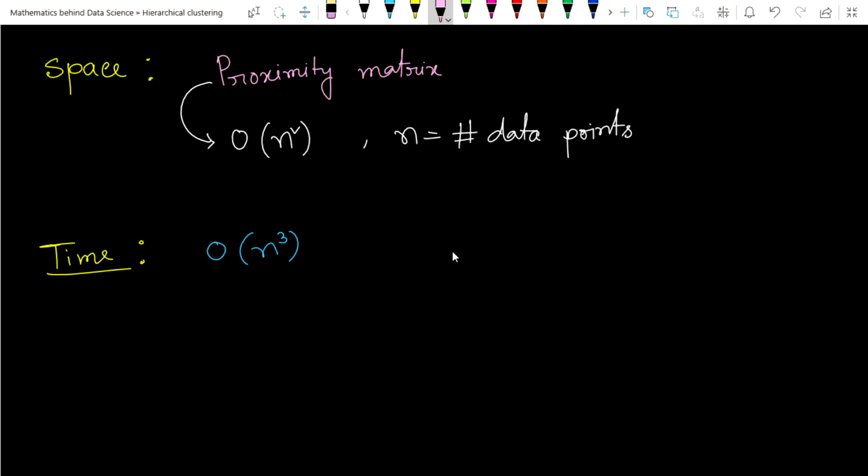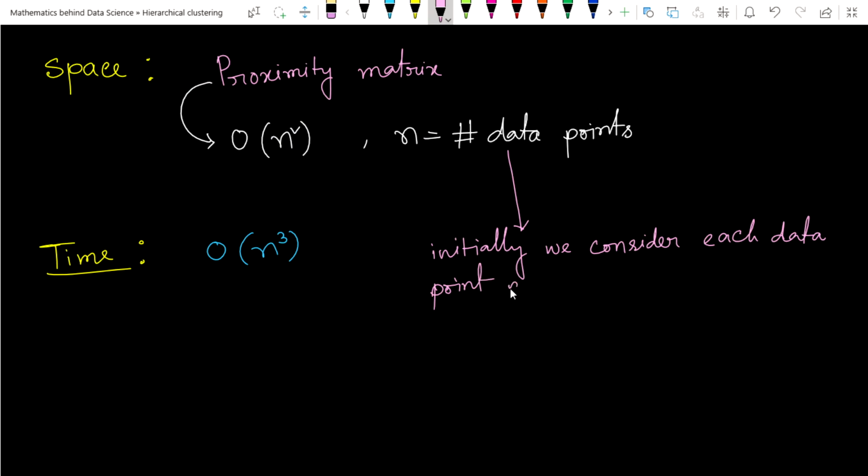Because we have n data points, initially we consider each data point as a single cluster. Initially we will consider these things.